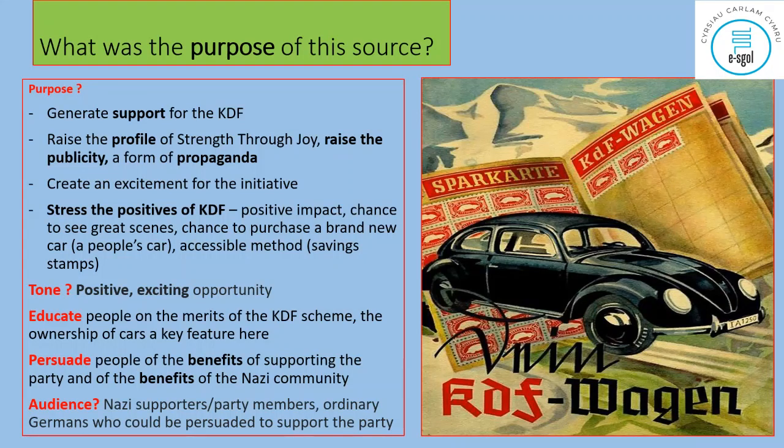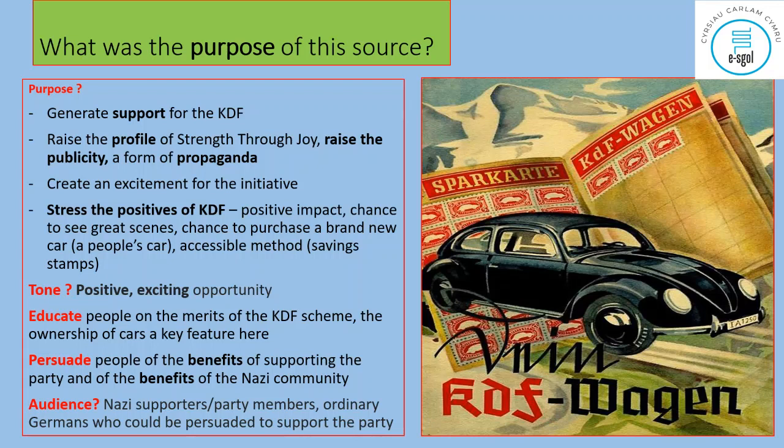Right, bottom of the page, KDF wagon, KDF car. So it wants to generate support for the KDF. It wants to raise the profile of strength through joy, which is the KDF. If we look at the picture, it is clearly a form of Nazi propaganda to indoctrinate, to persuade, to encourage, to create support. So it's there to raise publicity for the Nazis and the KDF.